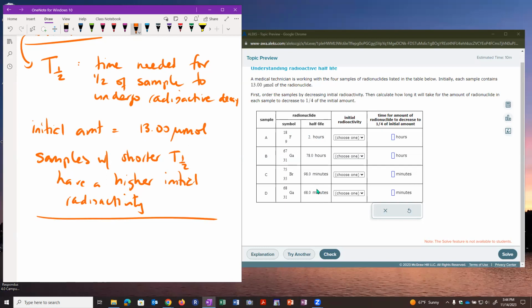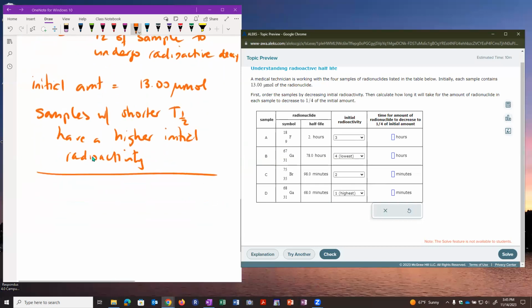Okay, so if I look at my values, 78 hours obviously is the longest out of these, so that will have the lowest initial radioactivity. For the shortest time, I have 2 hours, I have 98 minutes, which is just over an hour and a half, and 68 minutes, which is just over 1 hour. So 68 minutes is the shortest. That would be the highest initial radioactivity. Then 98 minutes, that's more than an hour but less than 2 hours, that will be the second. And then the one left will be the third. Right, so we have those ordered.